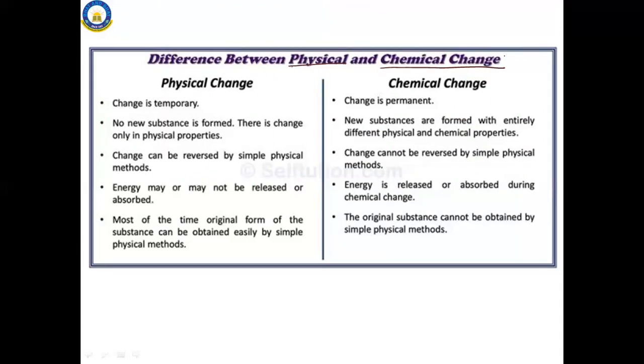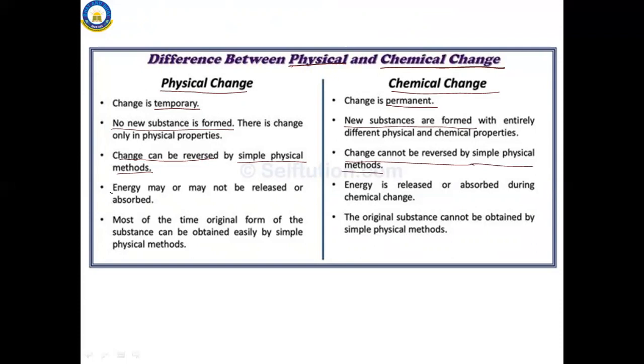So first point, change is temporary, or it can be reversed back to its original substance, and that is the reason change is temporary in the physical change, whereas change is permanent in the chemical change. So this is the first difference between the physical and the chemical change. In physical change, no new substance is formed, whereas in the chemical change, new substances are formed. And here changes can be reversed, but here changes cannot be reversed by simple physical method. So this is the third difference.